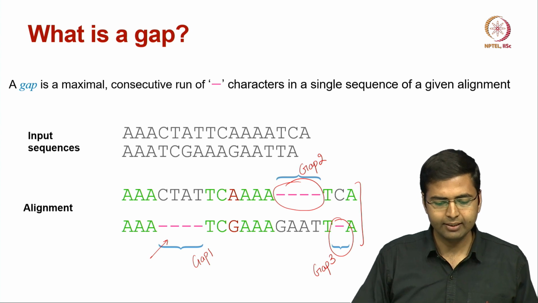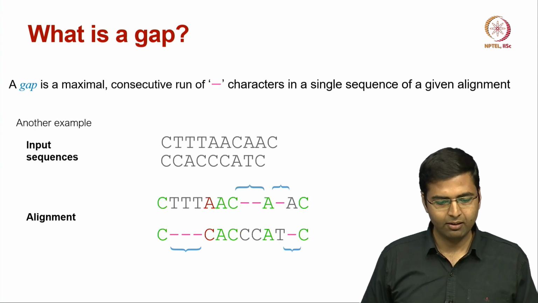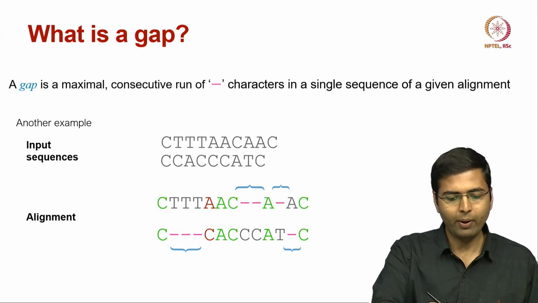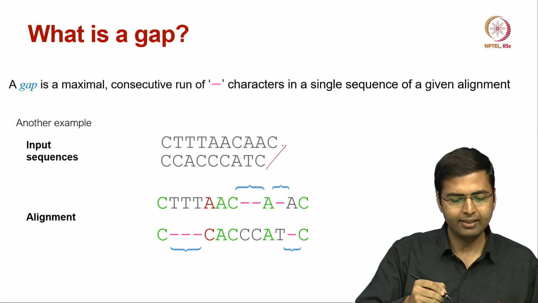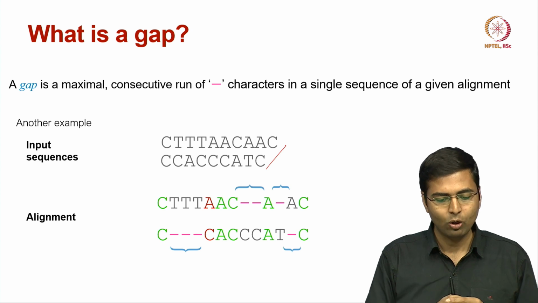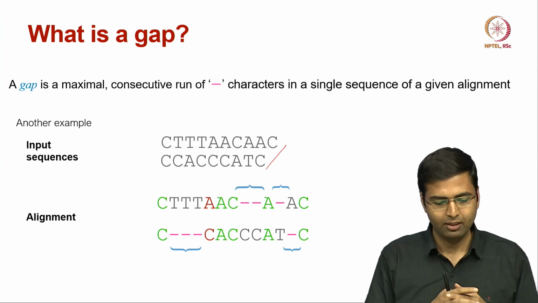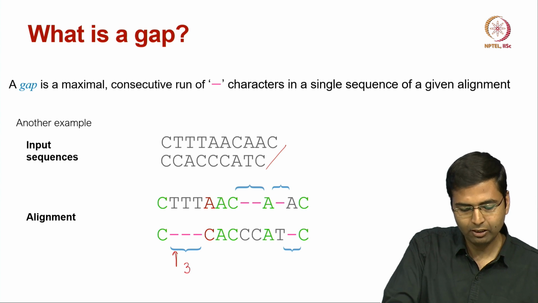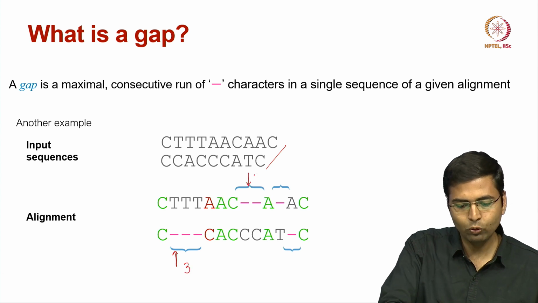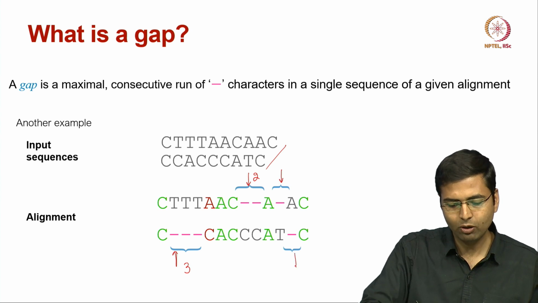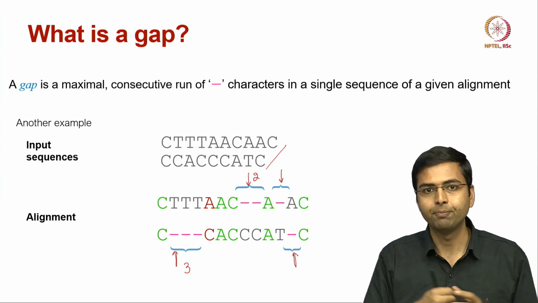So, considering this, let us look at another example. Here you have 2 sequences again, and this time you have an alignment with 4 gaps. The first gap has 3 space characters, the second gap has 2 space characters, and the remaining 2 gaps have 1 space character each.